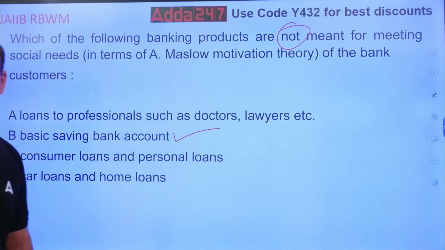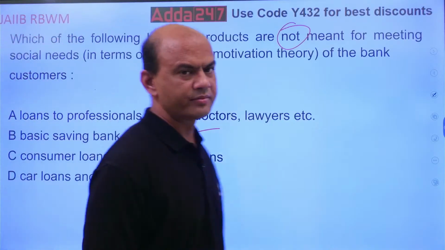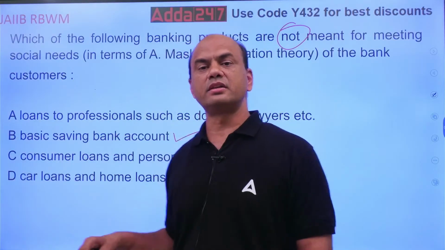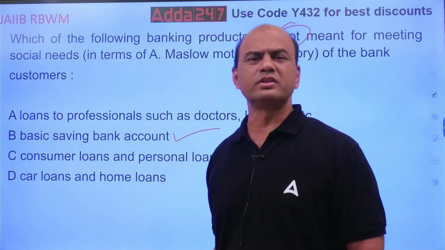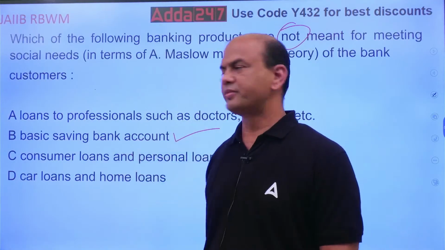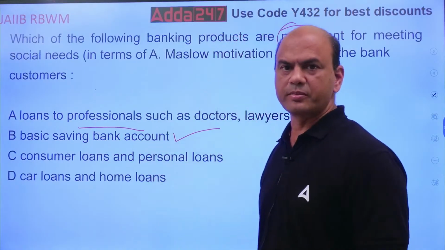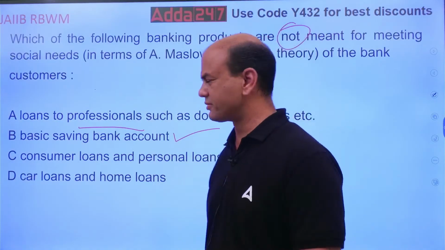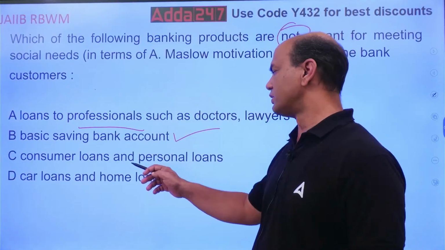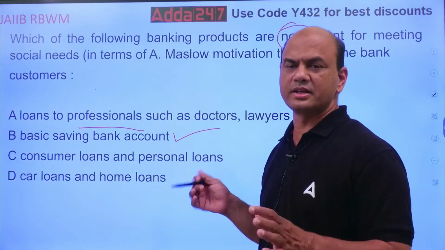BSBD accounts. Jan-Dhan accounts. Basic banking accounts are for mainly physiological needs, also safety sometimes. Social needs not required. Loans to professionals, yes, these are required. Professional means doctors, lawyers, everyone. Consumer loans and personal loans are required, because these are the growing sectors here.